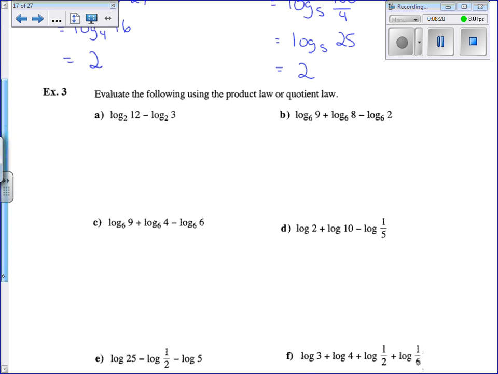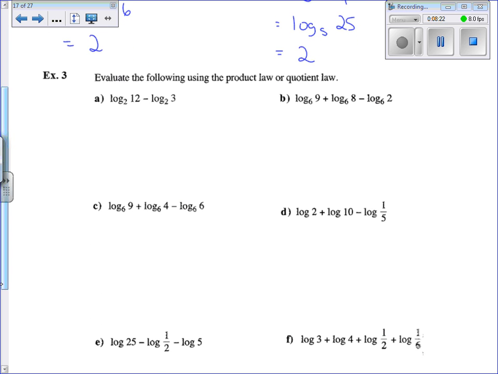Okay, so we're going to look at doing a couple examples where we're combining both addition and subtraction, like for the power law and the quotient law. And basically, the easiest thing to do here is just start from the left and work your way across. So the first one is pretty straightforward. That's just subtraction. So we're going to write that as log base 2 of 12 over 3, which gives me log base 2 of 4. So that's log 4 over log 2, so that equals 2.